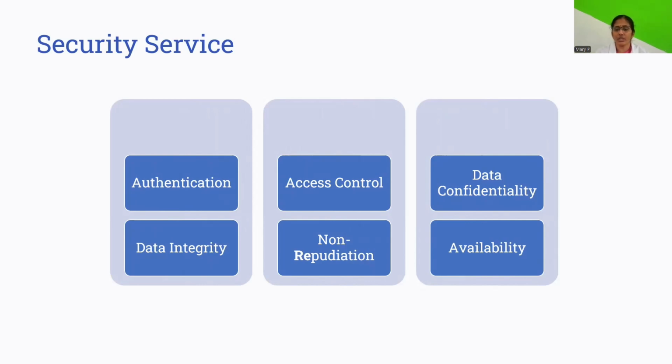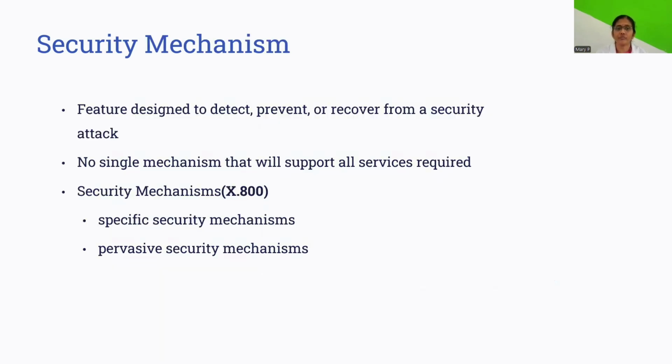The fifth one is non-repudiation. Non-repudiation is nothing but protection against denial by one of the parties in the communication. That means either the sender can deny the message or the receiver can deny the message. That is called non-repudiation. The last one is availability. Availability means resources are accessible or usable by the authorized persons only. So these are the security services provided by X.800.